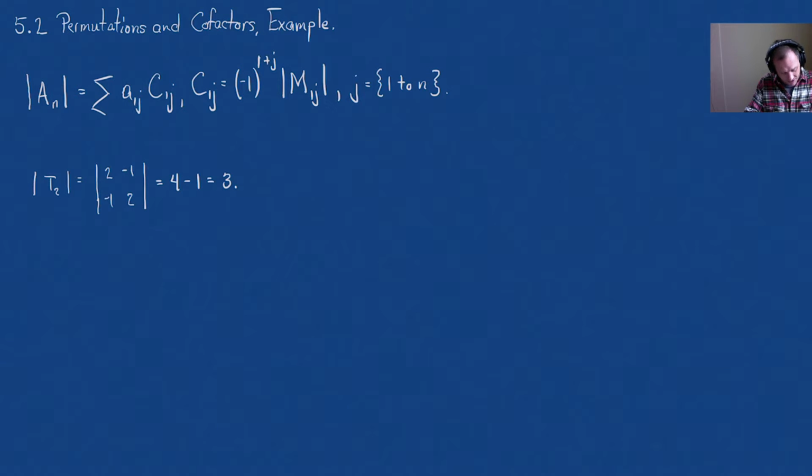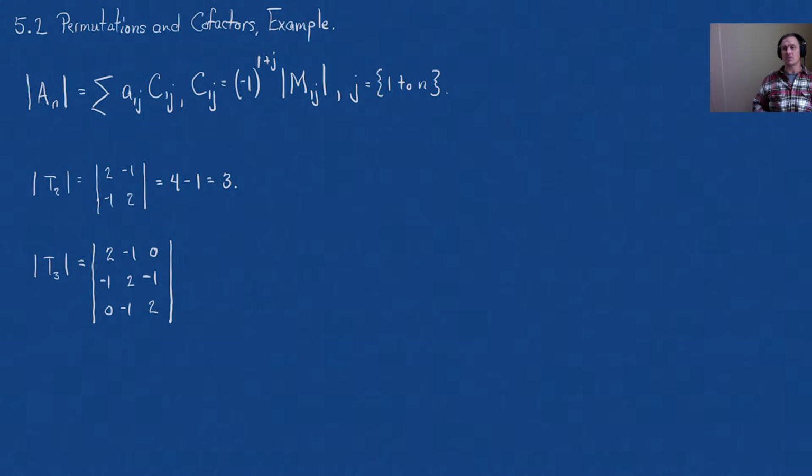Now, let's do this again. Let's try the determinant of T3. Well, T3 is this pattern. It should be 2, minus 1, 0; then minus 1, 2, minus 1; then 0, minus 1, 2. I'm going to take that determinant. Now, here's what we're going to do. We're going to apply the cofactor formula.